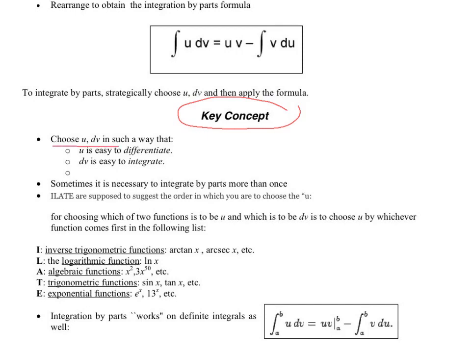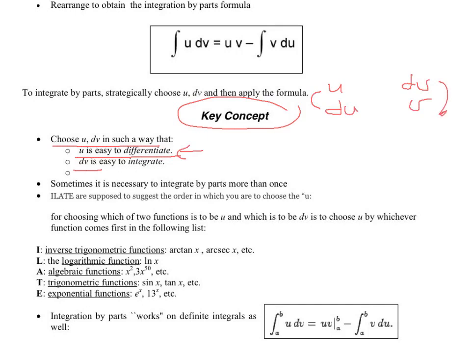The u has to be the one which is easy to differentiate, because we are going to find du. You see, this is u dv. We differentiate and integrate. So we have to choose u as the one which is easy to differentiate, and dv as the one which is easy to integrate.